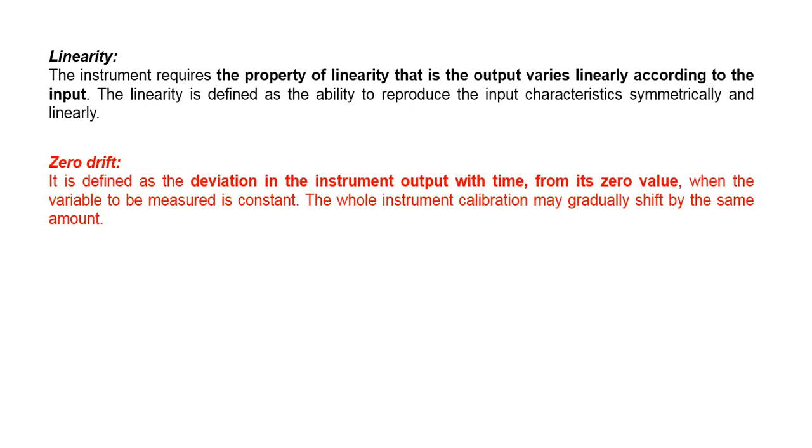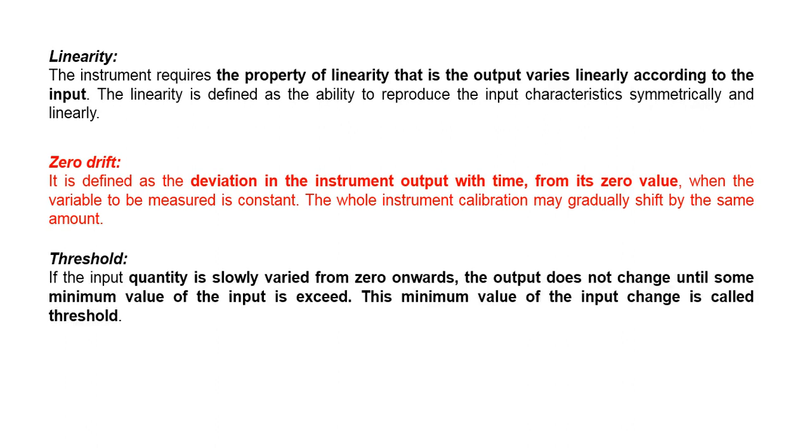Zero drift. It is defined as the deviation in the instrument output with time from its zero value when a variable is measured which is constant. The whole instrument calibration may gradually shift by the same amount. That is called zero drift.